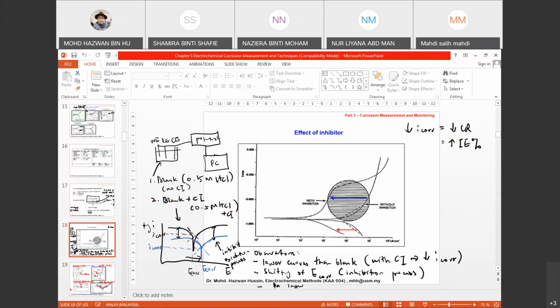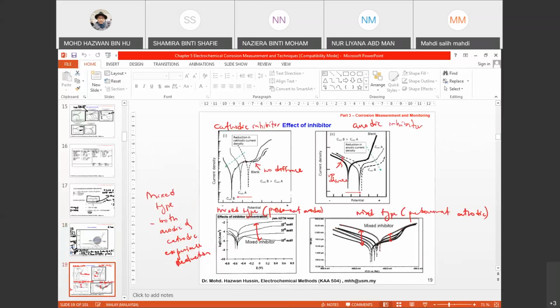Right. So another thing that I would like to stress, if you have this kind of a discussion, we look at not only the lower curve, but also the shifting of E corr, and also the difference of beta A and beta C values. This actually will indicate the types of inhibition, whether it will be cathodic inhibitors, anodic inhibitors, mixed type with predominant anodic, or mixed type with predominant cathodic.